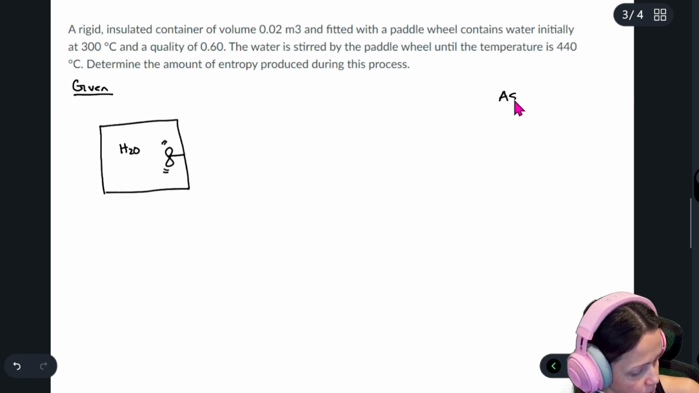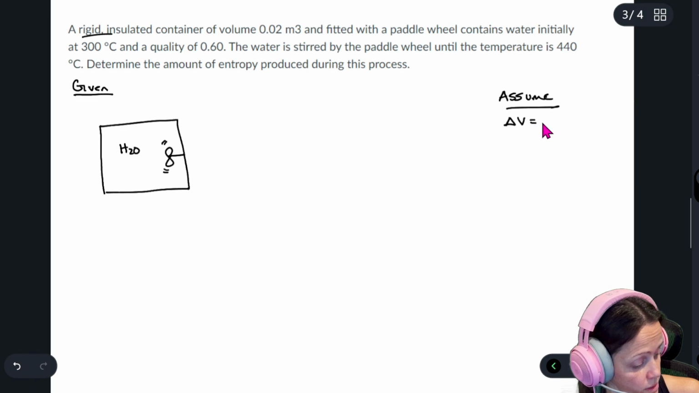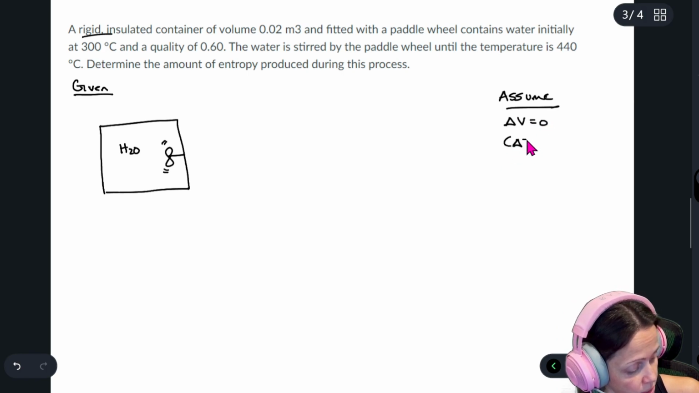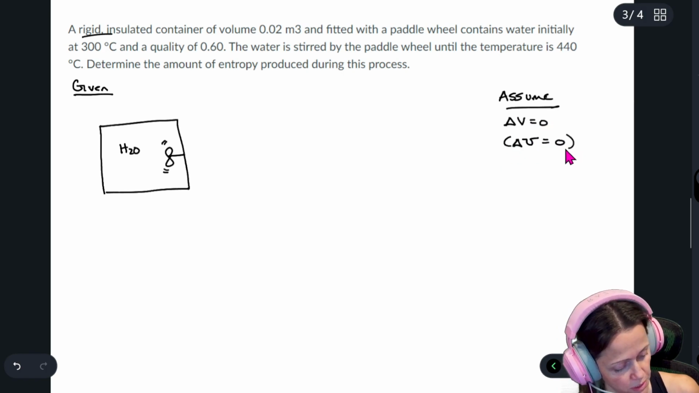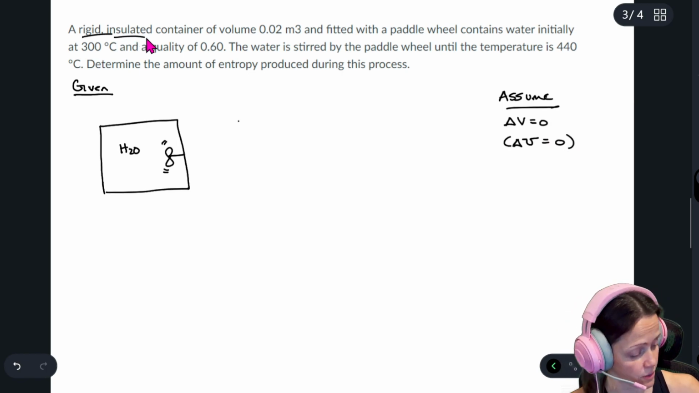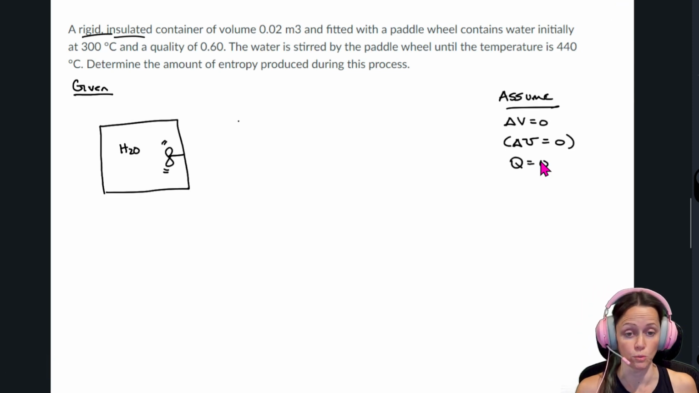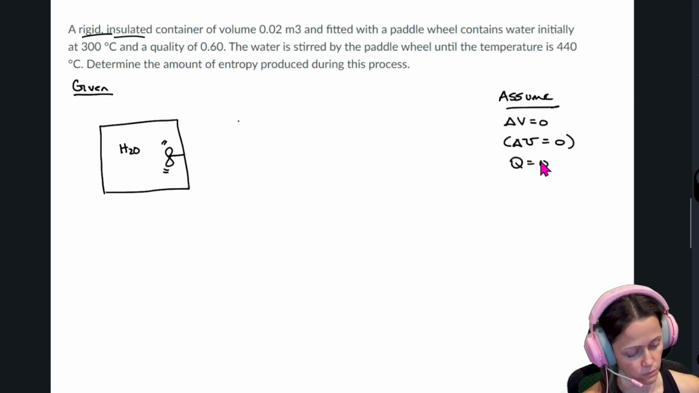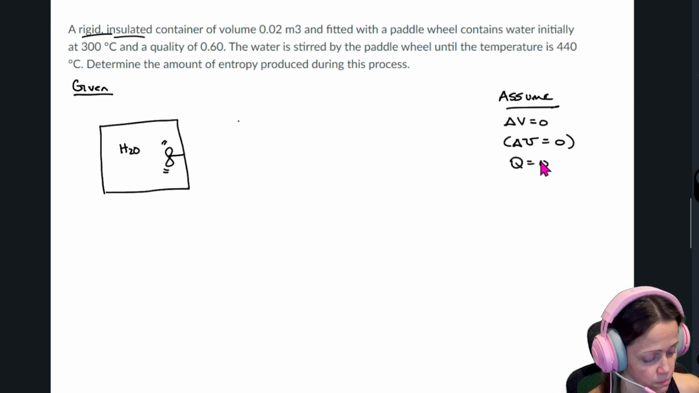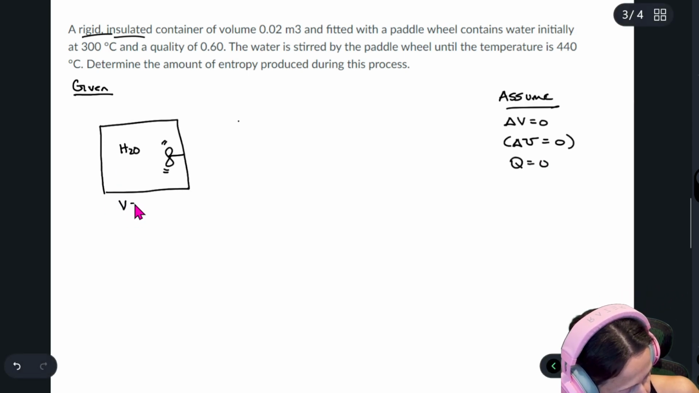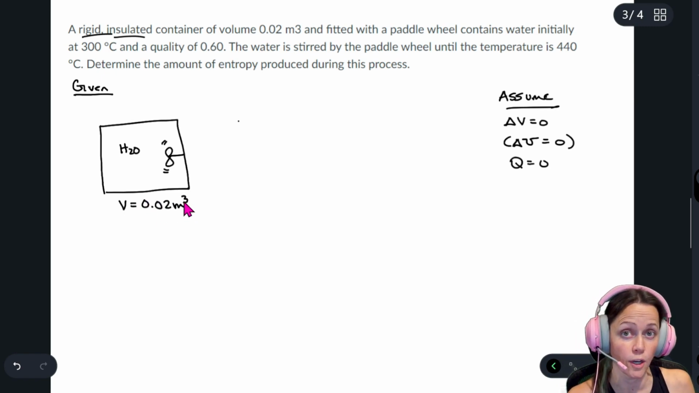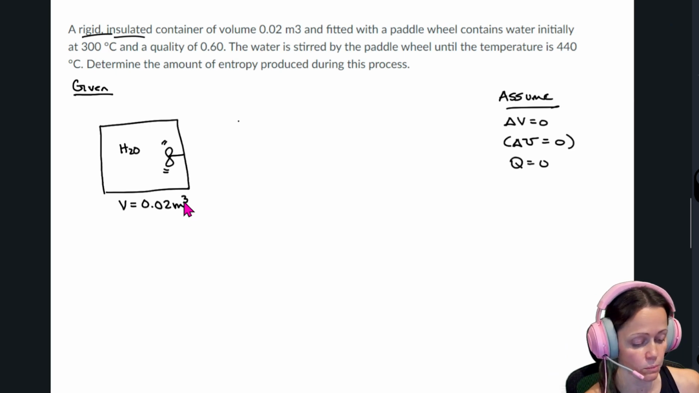And because it says that it's a rigid tank, I'm going to say that the change in volume is equal to 0. What that would extend to is that the change in specific volume would be 0. Also, it's insulated, so my Q is 0, right? Or that's something I would assume, that it was minimal heat transfer. And again, my volume is 0.02 meters cubed. I won't put a 1 or a 2 because it's just the same if it's a rigid tank.